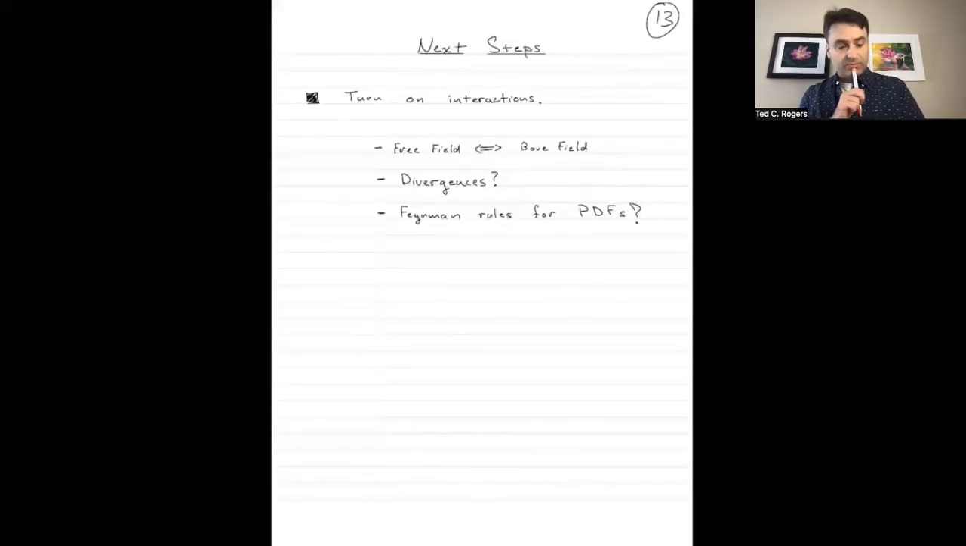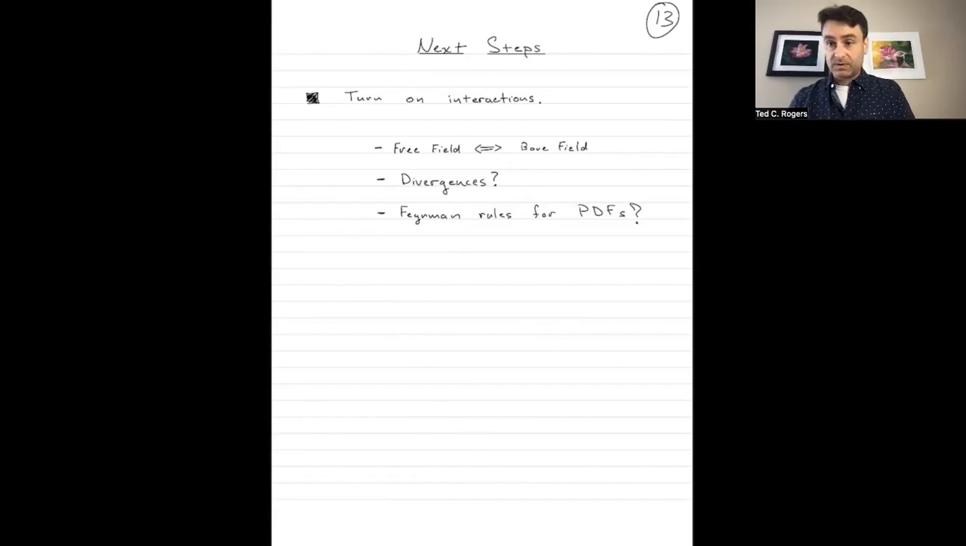Now, what do we have to do next? Well, of course, ultimately, we need to turn on interactions. Dealing with parton densities in an interacting field theory is much more complicated. And in fact, I started out saying that the discussion I was going to give was maybe not totally rigorous, and part of that is because I've relied very heavily on the properties of a free field theory. If you look back, I relied on that a lot. So what happens when you turn on interactions?